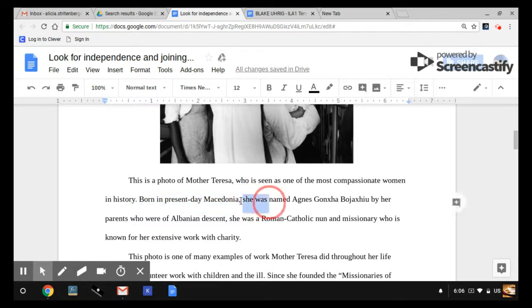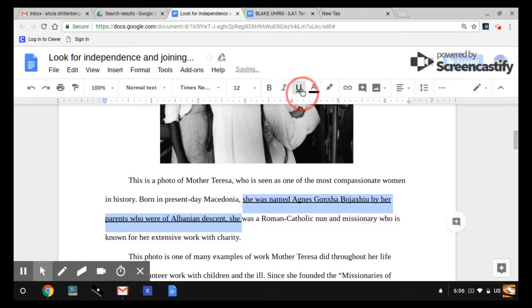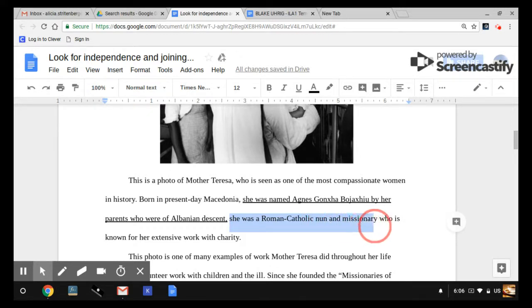Here's where I hit independence. She was named, oh boy, Agnes Gonza, and you'll just have to deal with that, by her parents who were of Albanian descent. So here is where I hit my first independent idea. The fact that she was named this by her parents, and then we get that description of where her parents are from. If I continue looking in this sentence, I'm looking for another independent piece that could stand alone that gives me an idea about Mother Teresa. And we hit this. She was a Roman Catholic nun. And we can get missionary too. That really doesn't matter whether I highlight it or not or say that it's independent or not, because as long as there's nothing else in that sentence that can stand alone, like this descriptive phrase, then we should be good.